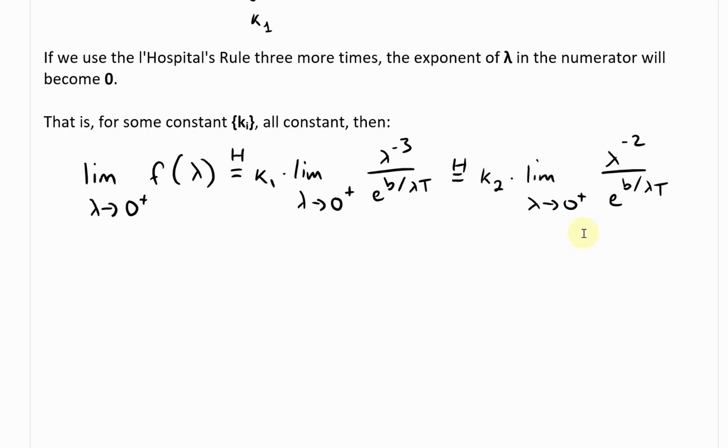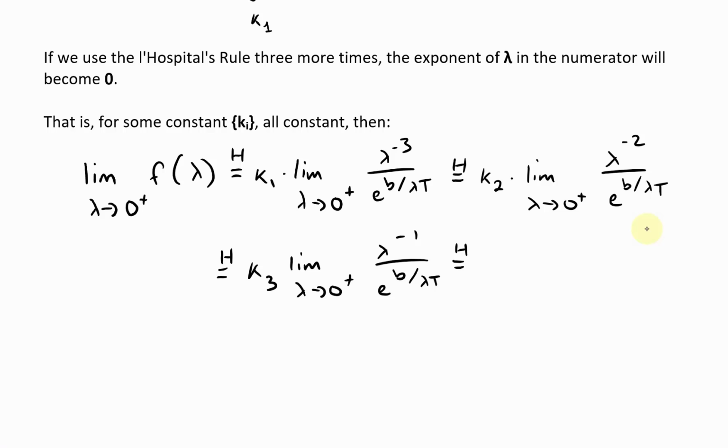All right, so now I keep going further. Keep following the pattern. Doing L'Hopital's rule again, because we're going to keep getting infinity over infinity until we get further, it's going to be k3. And k3 is going to be the limit as lambda approaches 0 plus of lambda to the power of -1, so we just need one more, over the same denominator, like that.